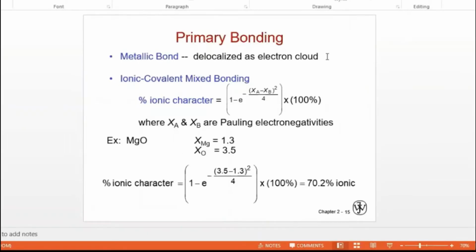The bond formed between a metal and a non-metal, usually that would be an ionic bond, right? Not necessarily all the time, but most of the time that will be an ionic bond. And if the bond is formed between a non-metal and a non-metal, most of the time that will be a covalent bond, right? And here you see ionic-covalent mixed bonding.